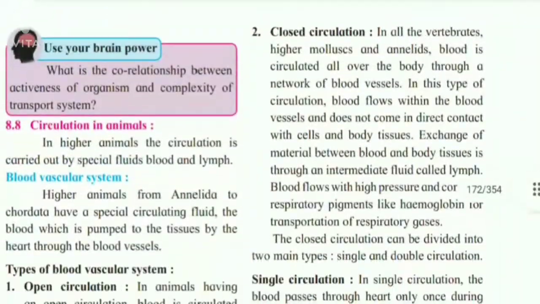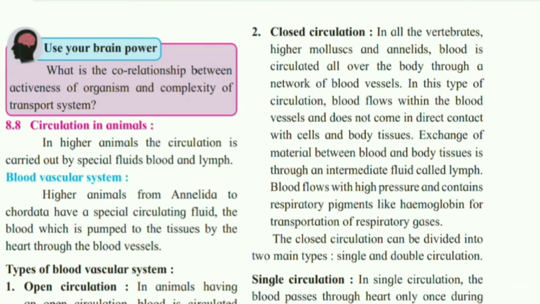Then we have closed circulation. In all the vertebrates, higher mollusks and annelids, blood is circulated over the body through a network of blood vessels. In this type of circulation, blood flows within the blood vessels and does not come in direct contact with cells and body tissues. Exchange of material between blood and body tissue is through an intermediate fluid called lymph. Blood flows with high pressure and contains respiratory pigments like hemoglobin for transportation of respiratory gases.